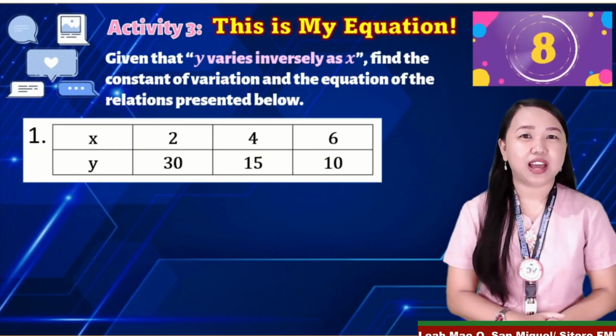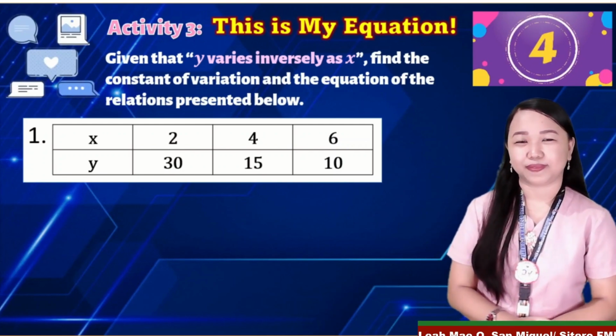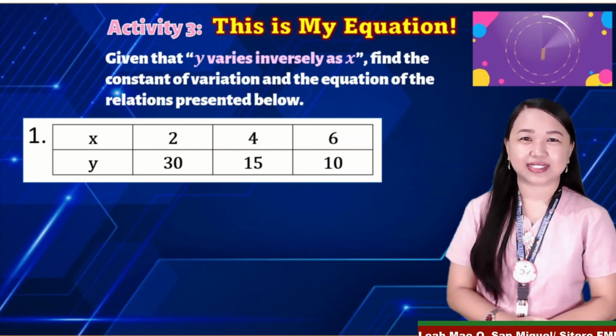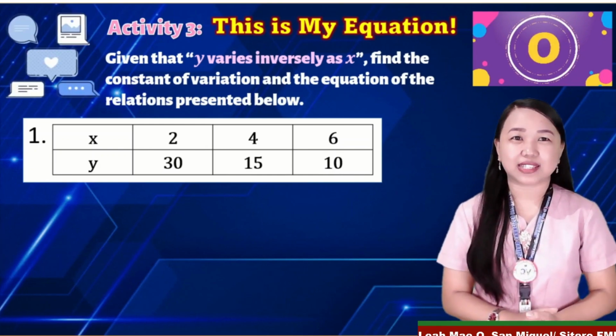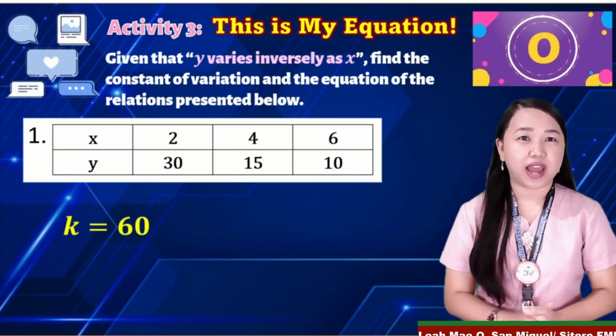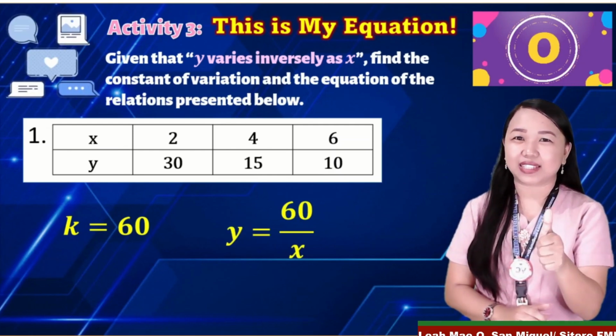Remember that the product of x and y is the constant of variation. Time's up! If you answered k is equal to 60 and y is equal to 60 over x, then you're right! Amazing!